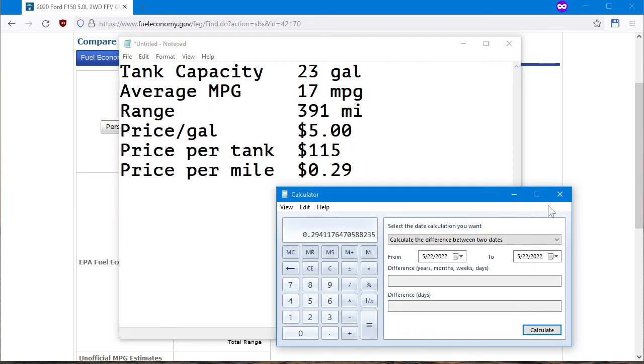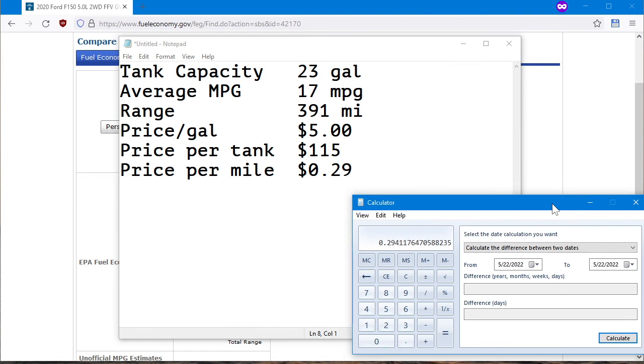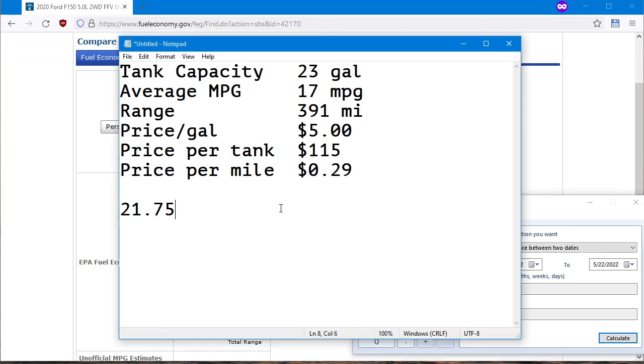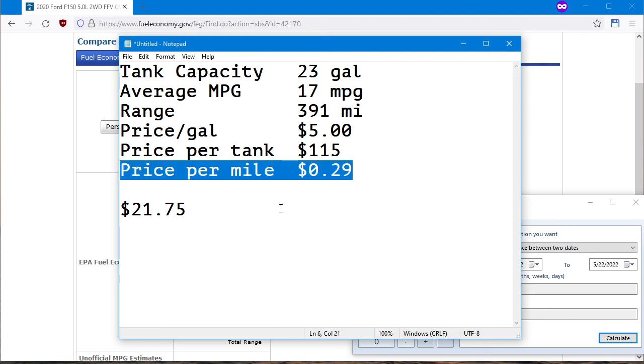Meaning, if we took a 75-mile round trip, that would cost us $21.75. Whew, go America. There you go. That's how to calculate your cost per mile, price per mile. That's how to do it.